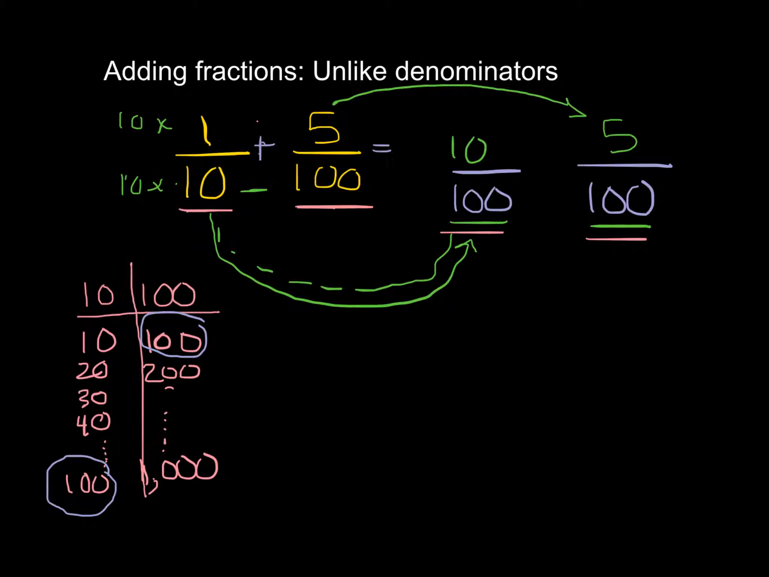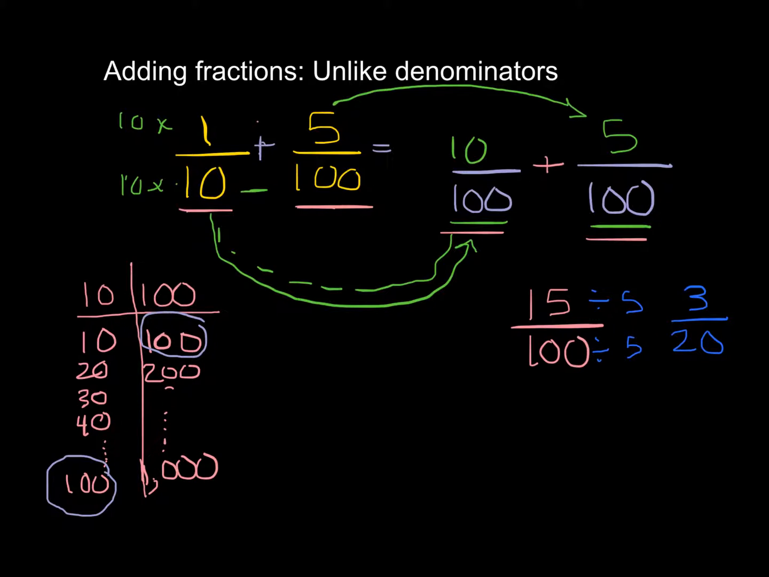Because once we have like denominators, just like we did in past lessons, we are now able to simply add the numerators. Once we add the numerators, 10 plus 5, we get a grand total of 15 over 100. Now we can even reduce 15 over 100. Since 15 and 100 are both divisible by 5, 15 divided by 5 is 3, and since we do it to the top, we can do it to the bottom. 100 divided by 5 is 20.